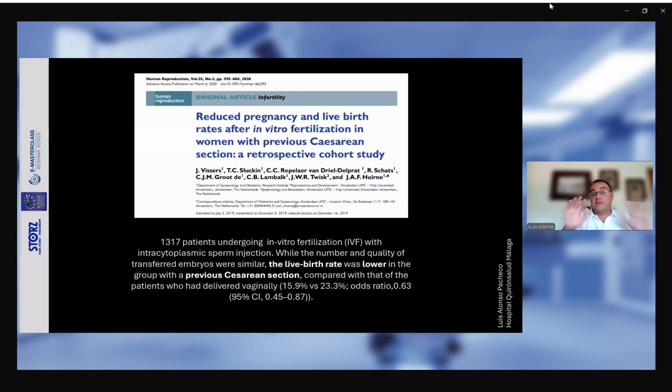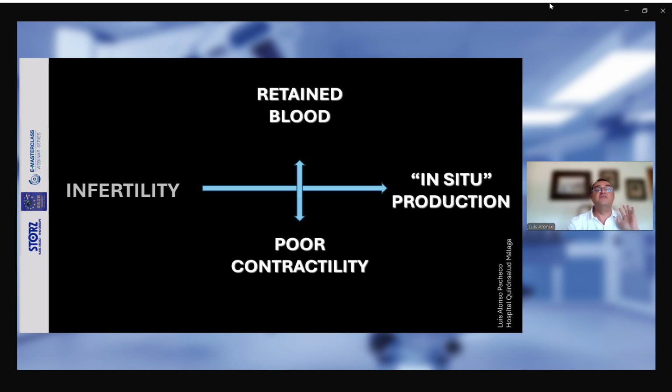So, the cesarean scar defect is related with abnormal uterine bleeding and with infertility, not to mention other problems like dysmenorrhea, chronic pelvic pain, and dyspareunia. Keep in mind the retained blood, the poor contractility, and the in situ production. So we have to treat those patients with secondary infertility who have a cesarean scar defect, who have that postmenstrual bleeding, and where there is no other condition that can affect the fertility.